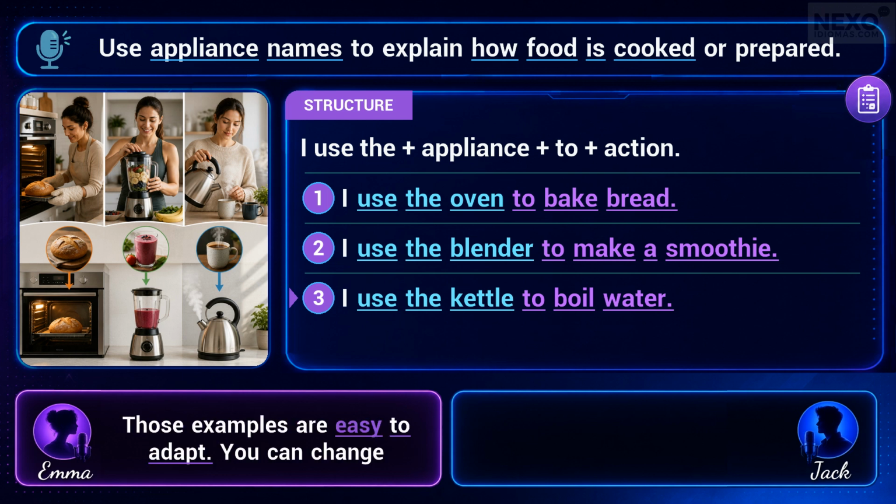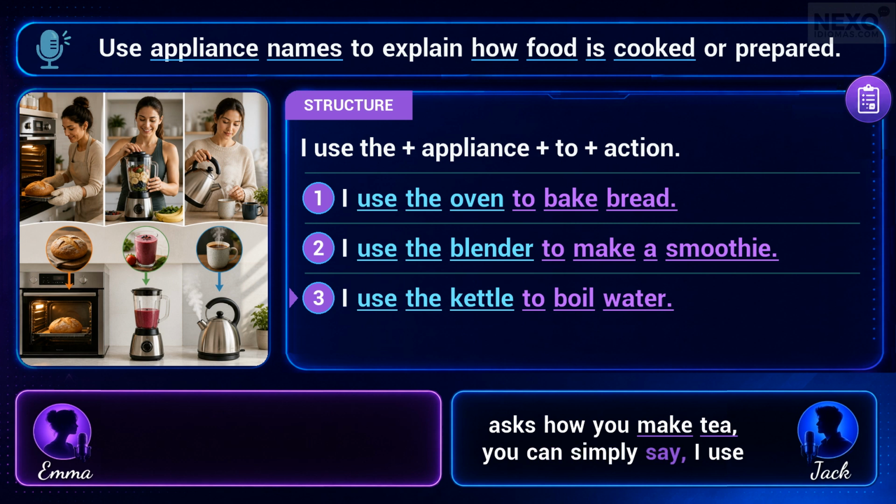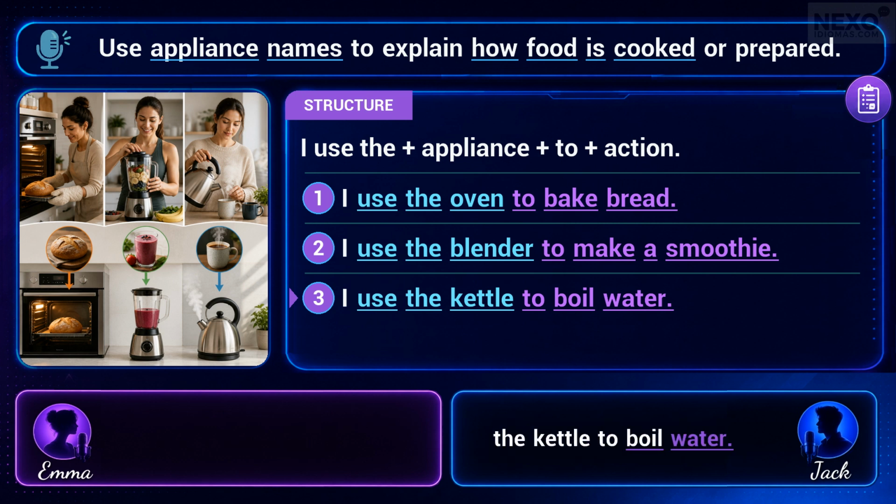Those examples are easy to adapt. You can change oven, blender, or kettle, and you can change the action depending on what you are preparing. And it is very conversational. If someone asks how you make tea, you can simply say, I use the kettle to boil water.